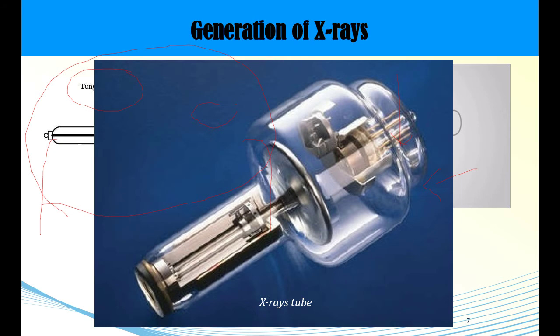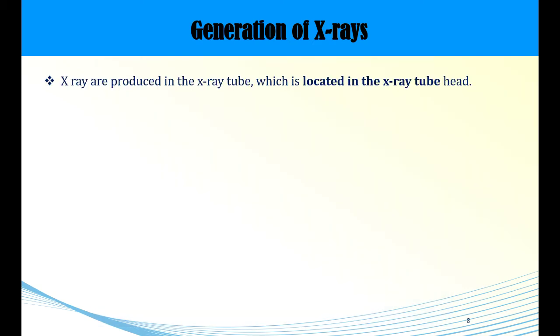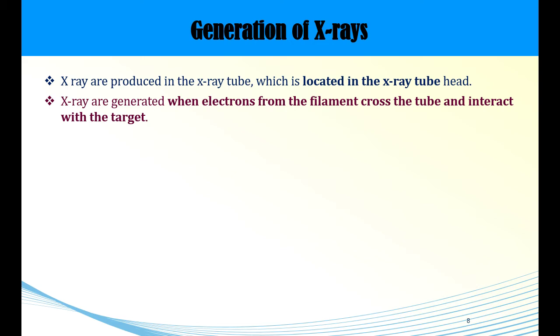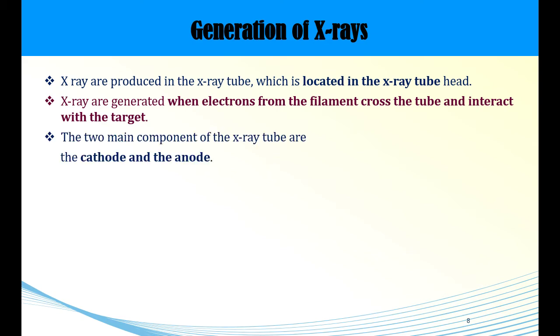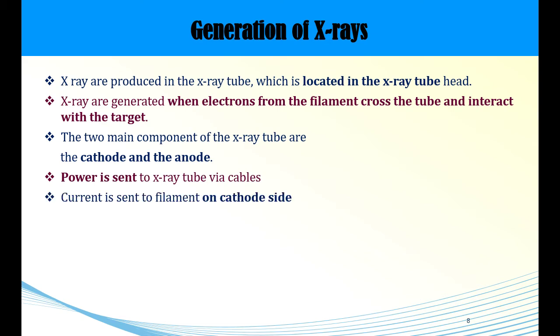See, this is the actual X-ray tube. Okay, we'll see the process of generation of X-rays. The X-rays are produced in the X-ray tube, which is located in the X-ray tube head. The X-rays are generated when electrons from the filament cross the tube and interact with the target. Means what is happening? Due to potential difference, there is a formation of cathode rays or electrons. Those electrons are formed at the filament. Then those cathode rays travel from one side to the other side, and when they reach the other side, they interact with the other electrode, and due to that interaction there is a formation of X-rays. The two main components of the X-ray tube are the cathode and anode. Then power is sent to this X-ray tube via cables. Current is sent to the filament on the cathode side. Okay, see the figure.